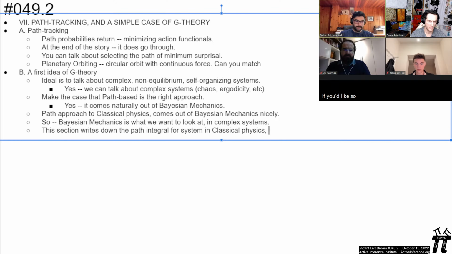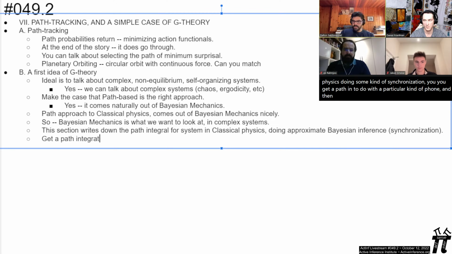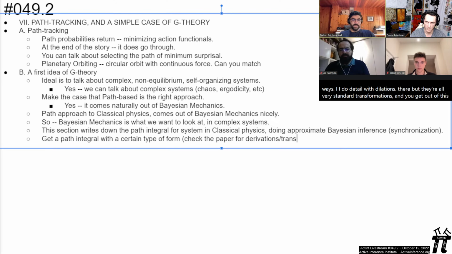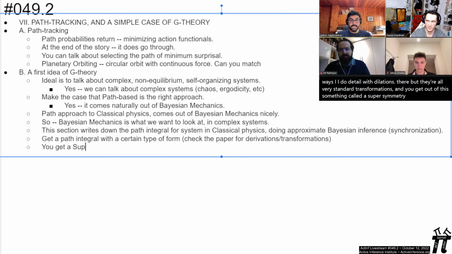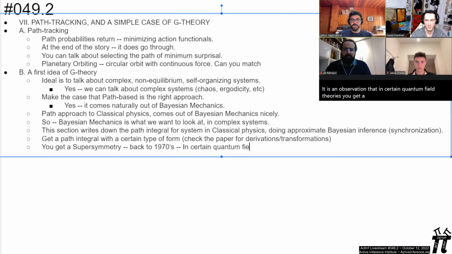So if you write down a system in classical physics doing some kind of synchronization, you get a path integral with a particular kind of form. And then you can transform this a couple of different ways. I do detail the derivation there, but they're all very standard transformations. And you get out of this something called a supersymmetry. Now, the idea of supersymmetry goes back to, I think, the 70s. It is an observation that in certain quantum field theories, you get a symmetry that relates different kinds of particles.